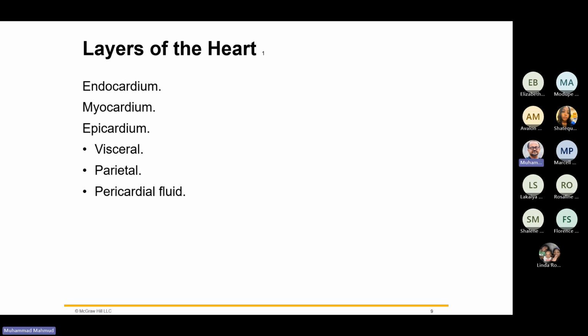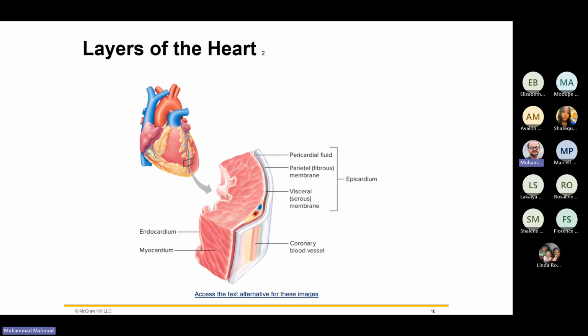Epicardium has two layers, visceral and parietal, and in between we have this pericardial fluid. So those are the layers of the heart wall.